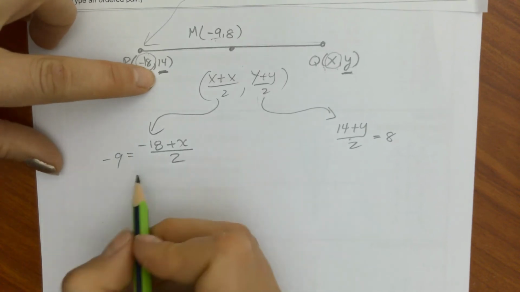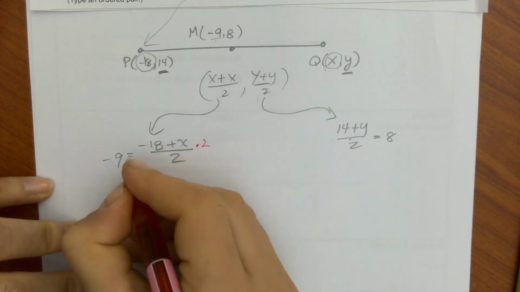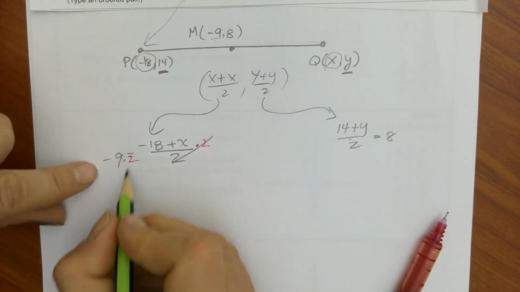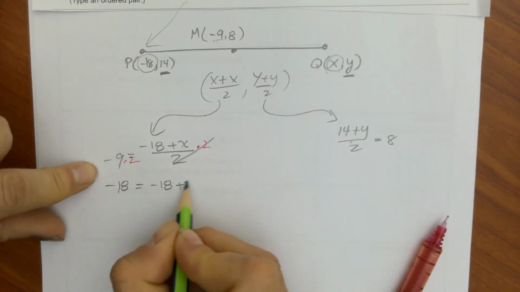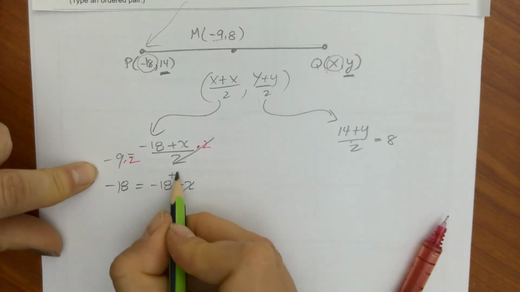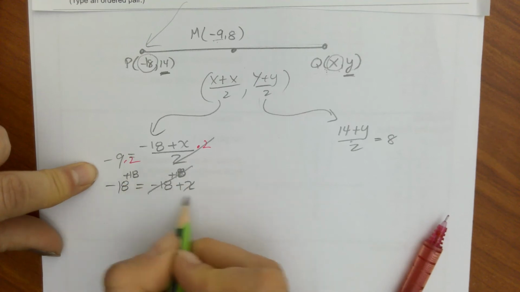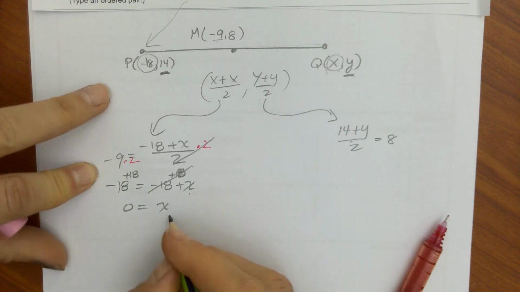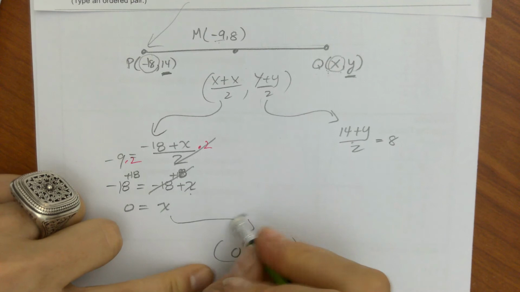So now let's solve for x. I'm going to multiply this side by 2, this side by 2. 2 divided by 2 is 1, so I get negative 18 equals negative 18 plus x. So I go plus 18, because that makes x by itself. So x equals 0. So now 0 is my first coordinate, my x coordinate.